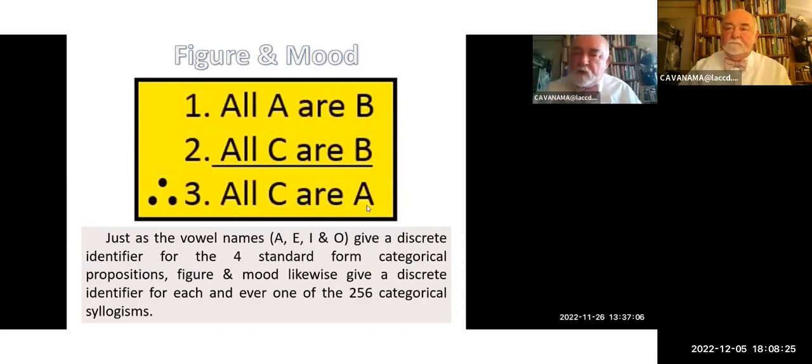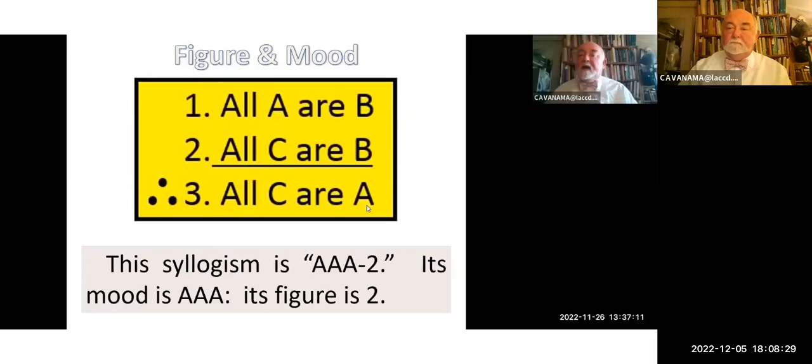Okay, let's go back. Let's use the syllogism again, and we're going to give it an identifier. Now the identifier is AAA-2. That is to say, its mood is AAA, and its figure is 2. So that's mood and figure. Mood first, figure second. Figure is the number. And this is the only syllogism that can be identified by that designation, AAA-2. AAA-2 only identifies one.